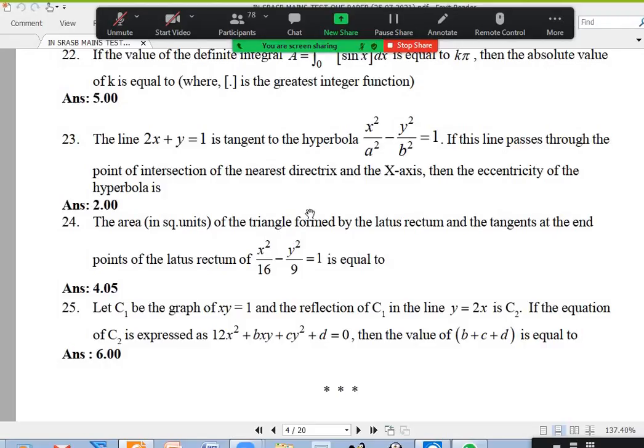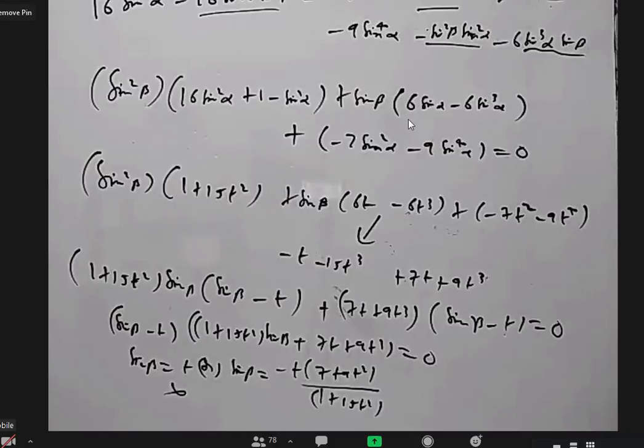Okay, 23. Anybody any doubt? 24, 25. Okay. So that's it in the exam. All doubts are clear?